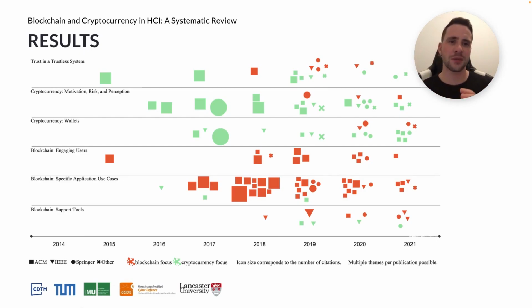Looking at this, it becomes evident that these different foci, blockchain versus cryptocurrency, actually address different issues. For example, let's look at cryptocurrency motivation, risk, and perception. This is very much about understanding cryptocurrency users, not so much blockchain users though. Compared to that, specific application use cases, building with blockchain, prototyping with blockchain, almost always look at it from a blockchain perspective. Now, what can we learn from that? I think to dive in there in depth, you have to read the paper.